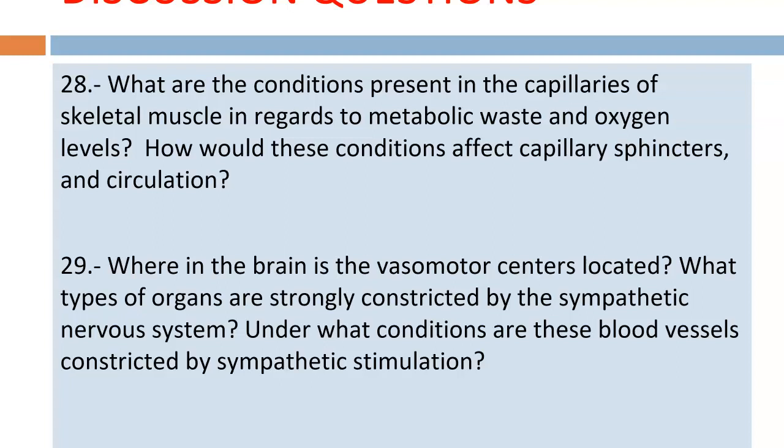Where in the brain is the vasomotor center located? We mentioned the medulla oblongata. And the organs that are strongly constricted by the sympathetic nervous system, you should definitely know those: the kidneys, the GI tract, skin. And under what conditions are these blood vessels constricted by sympathetic stimulation? They respond to baroreceptors and chemoreceptors. So it will be conditions such as low blood pressure, high acidity, high CO2.